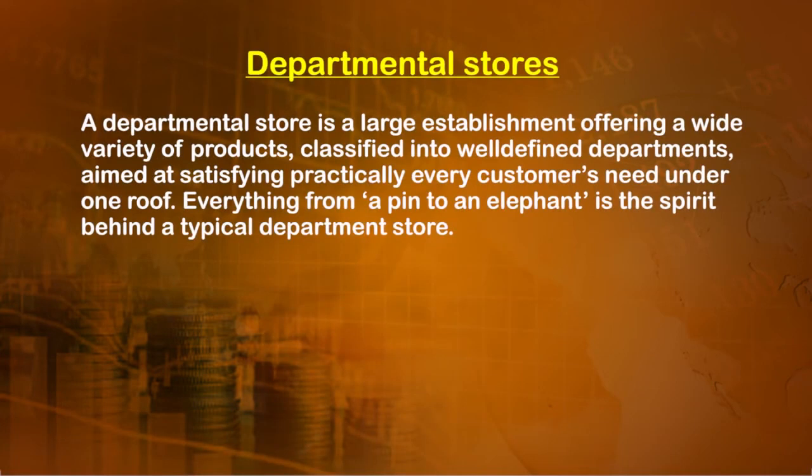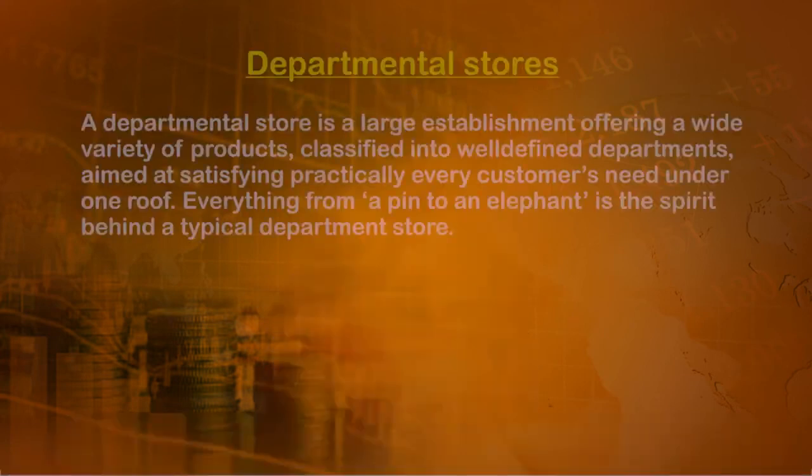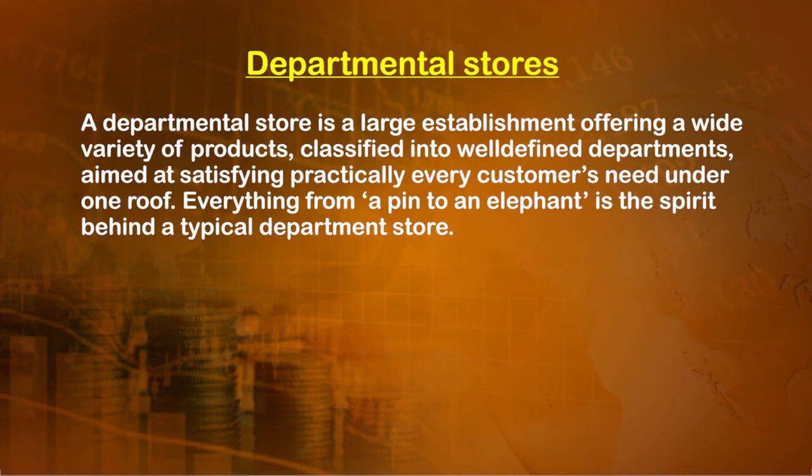Talking about departmental stores, as their name suggests, departmental stores usually have separate segments or sections or departments for different types of goods. They are usually dealing in a wide variety of products, and they classify these products into different well-defined departments. They aim at satisfying practically every customer's need under one roof because they are selling a huge variety of goods, all categorized under different categories. They work on the principle of a pin to an elephant, serving everything that a customer needs under one roof. This is the spirit behind a departmental store.